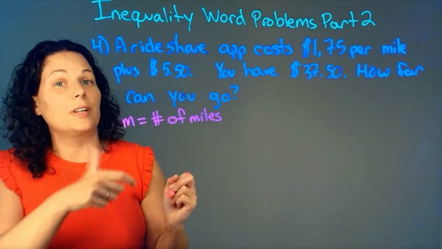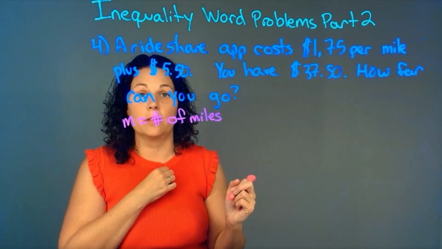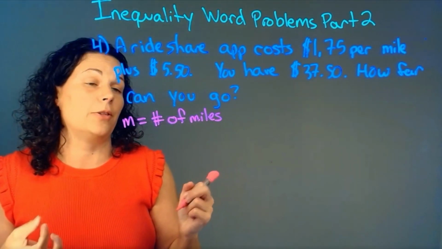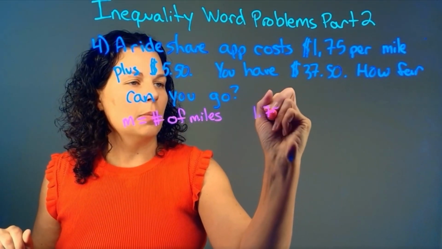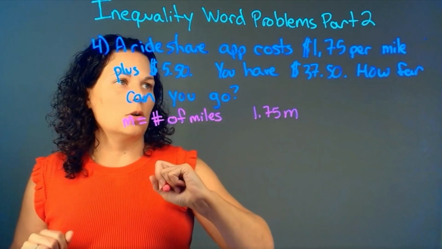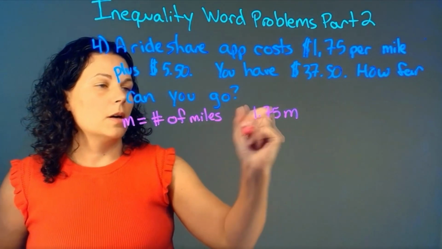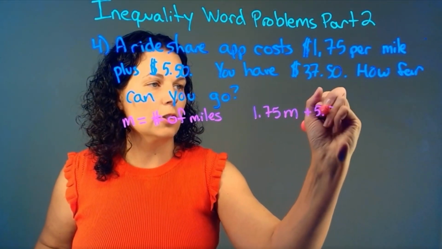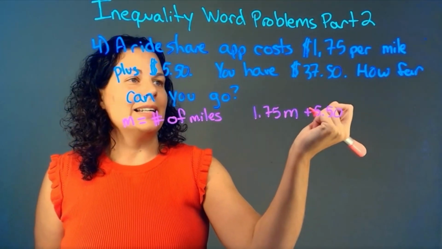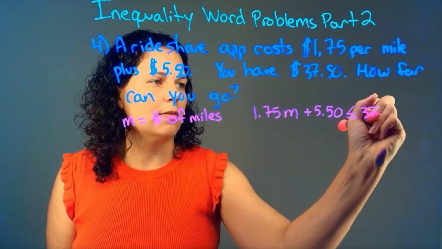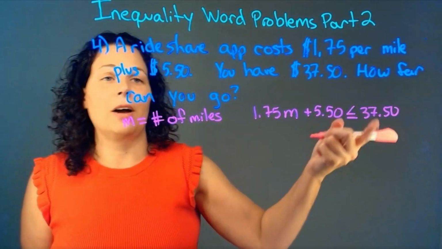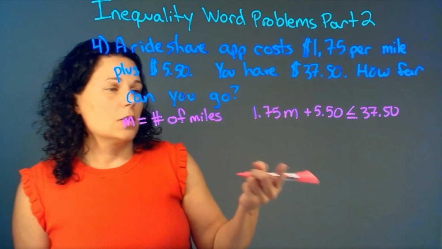Now this one's different. In the last one we had a t-shirt. You can't get part of a shirt. You can go part of a mile though, so we could get a decimal for this one. We're going to go how much times how many miles. So $1.75 times M plus this flat fee they're charging no matter what. And it has to be less than or equal to $37.50. I don't have to go that far. I could spend less.